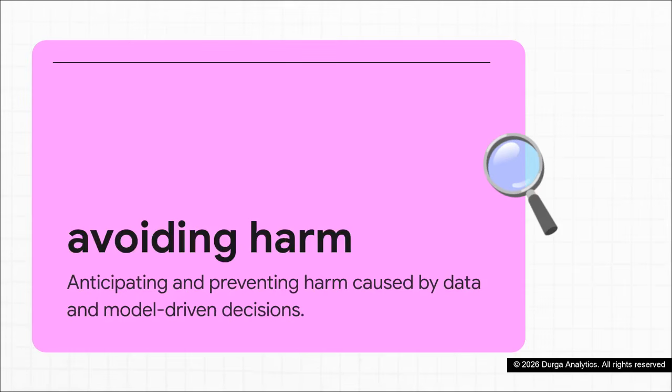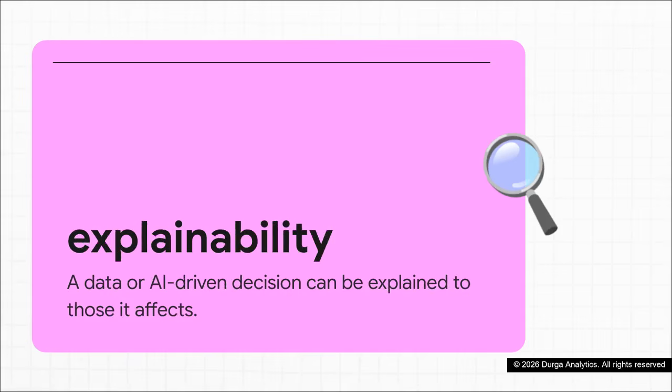Building directly on accountability is avoiding harm. As we noted earlier, this is the most proactive principle of the bunch. It requires risk managers, stewards, and platform engineers to actively anticipate and prevent harm caused by model-driven decisions long before that model ever hits the live market. Finally, explainability. If an automated system denies a customer a credit card, you must be able to explain exactly why. Just saying, well, the AI decided it, is not a defensible answer. This connects directly back to the AI readiness concepts we covered all the way back in Chapter 1.